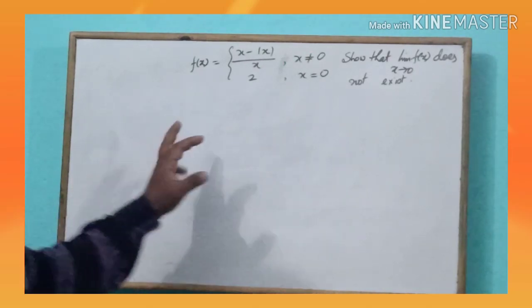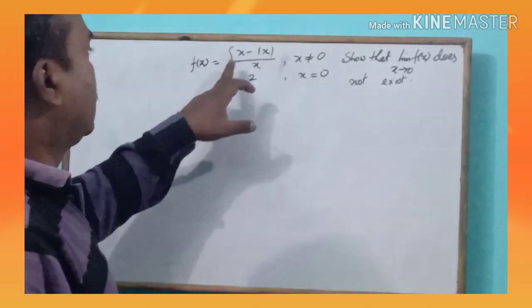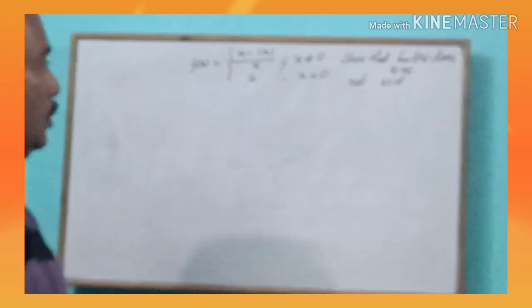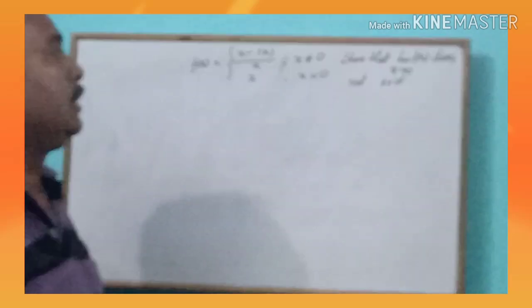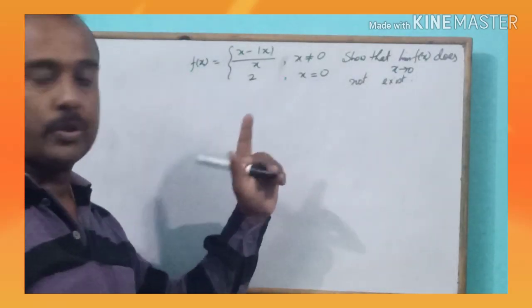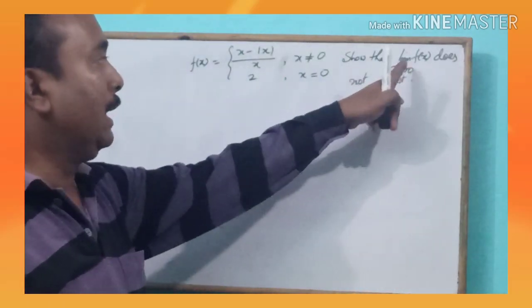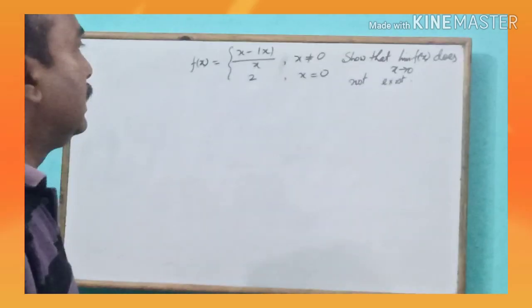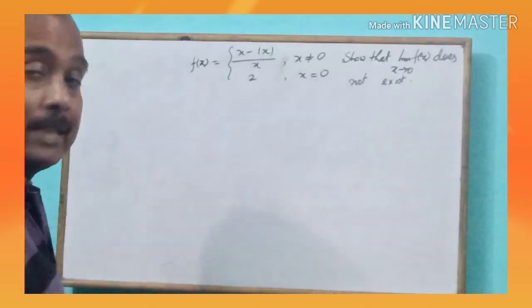In this question, f(x) is equal to x minus mod x by x for x not equal to 0 and equal to 2 when x is equal to 0. What we have to do with this question? Show that limit x tends to 0 f(x) does not exist. We have to show here also that the limit does not exist when x tends to 0.